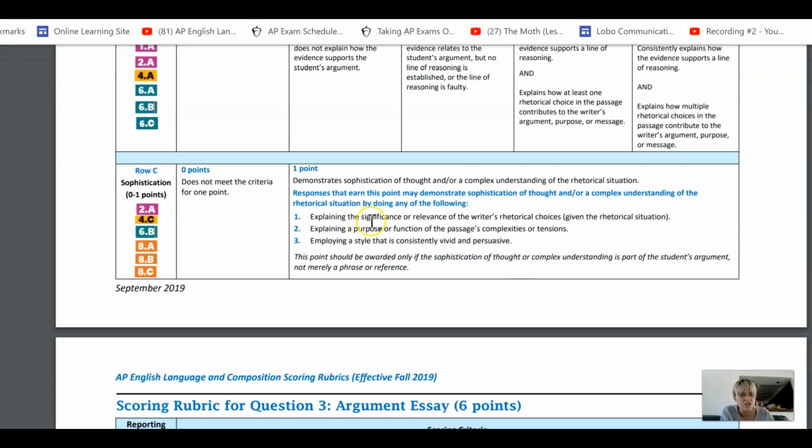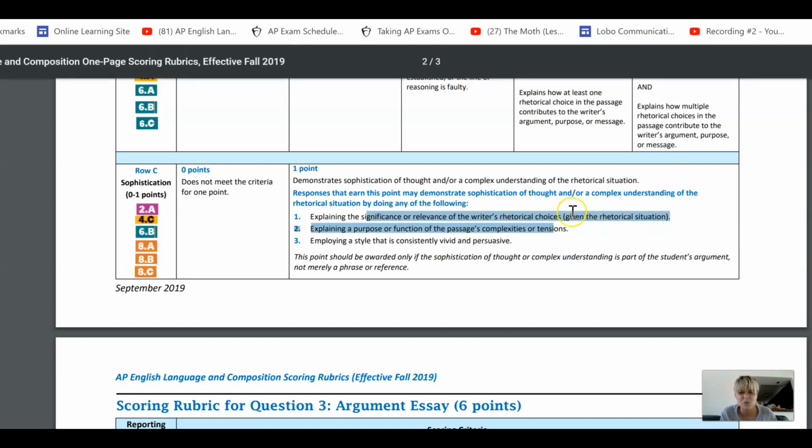It could also be just that the content is deeper, right? So the rhetorical choices that the author's making, you're really noticing the significance of those choices, and you're really talking about the purpose and function of their choices for their goal, right? It says explaining a purpose or function of the passage's complexities or tensions. So this is just deeper reading, right? Making sure you really get the piece.